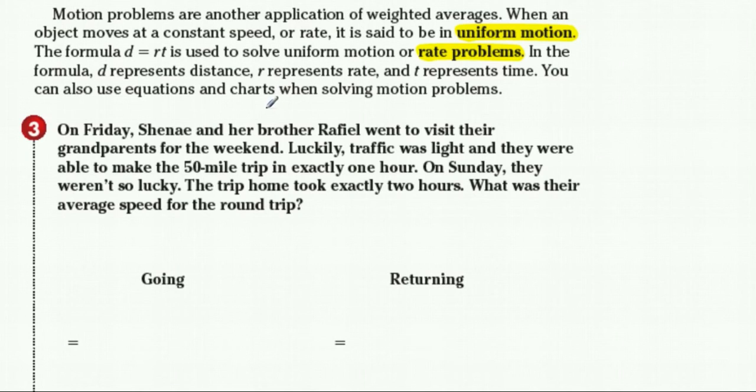Motion problems are another application of weighted averages. When an object moves at constant speed or rate, it is said to be in uniform motion. The formula distance equals rate times time is used to solve uniform motion problems or rate problems. In the formula, d represents distance, r represents rate, and t represents time. You can also use equations and charts when solving motion problems. I'll show you how to use an organizational chart to solve a uniform motion problem.